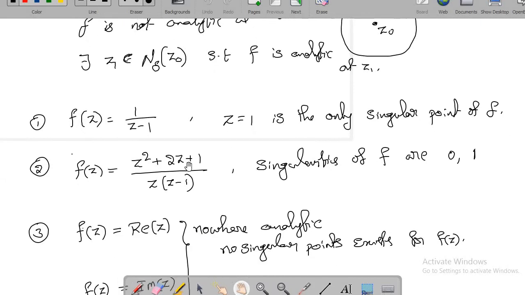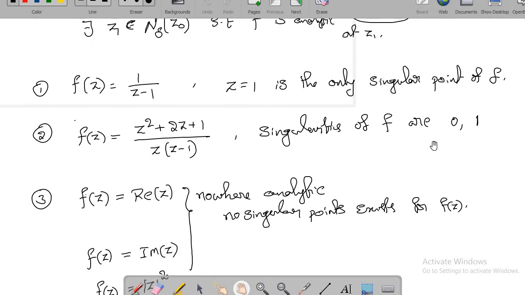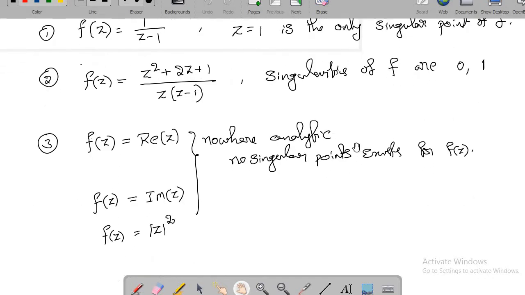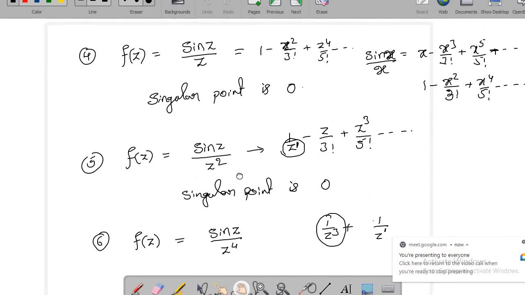And we saw some examples. For f of z equal to 1 by 1 minus z, or z minus 1, the singular point is 1. And for the second example, singular points are 0 and 1. And real part of z, imaginary part of z, and mod z square are nowhere analytic functions, so there are no singular points for them.